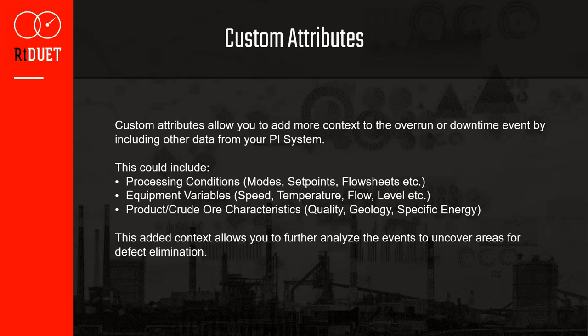RtDUET can also take advantage of your Pi system data by using Pi tags to auto-code your events. Through a series of logic statements, RtDUET can preload the reason code into the event frame if the data is available in Pi. This can significantly reduce the time and effort required to classify downtime events by your operators.